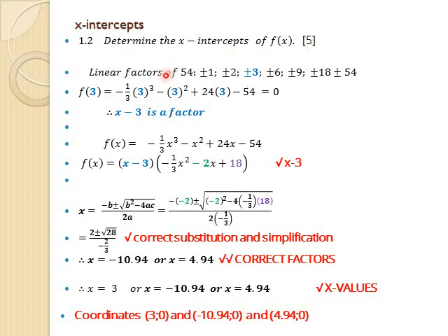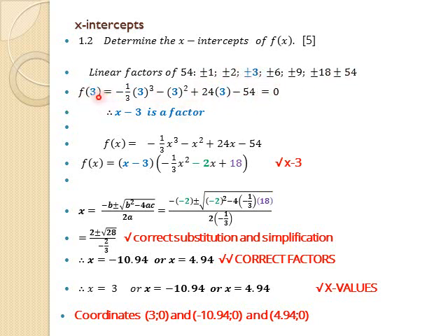So linear factors, meaning factors that divide into 54 with no remainders: 1, 2, 3, 6, 9, 18, and 54. We're going to test all of them. You're not required to write out this part. You just have to find the value that, when we substitute it in, will make this equation 0.